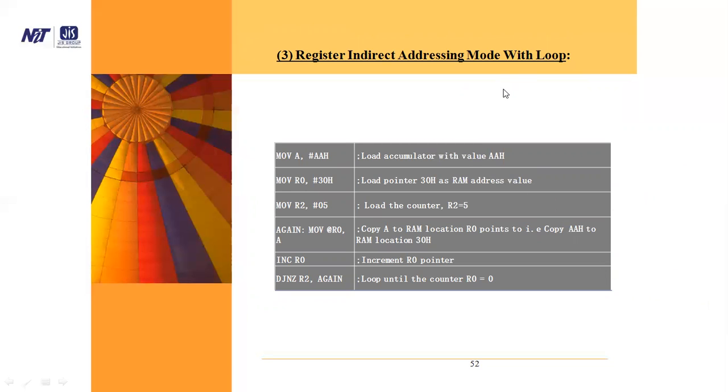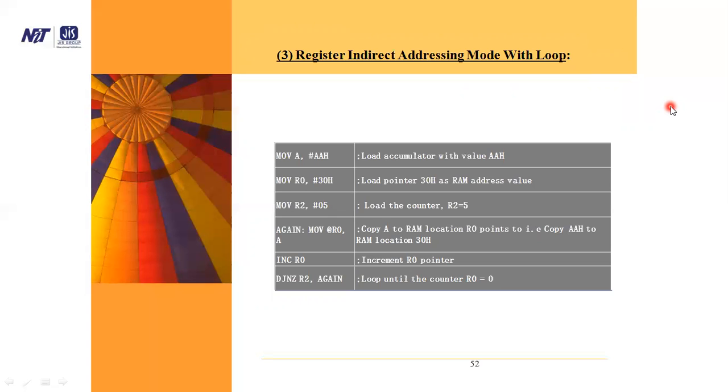Now register indirect addressing with loop. MOV A, #AAH. Load the accumulator with the value AAH. MOV R0, #30H. Load pointer 30H as the RAM address value. MOV R2, #05. Load the counter R2 equal to 5.